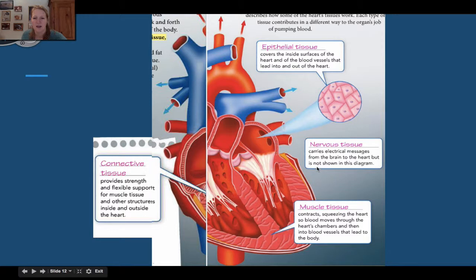And then the nervous tissue is not shown in the diagram, but it's bringing messages from the brain to speed up, if you will, or to slow down, depending on the circumstances. If you need more oxygen being carried to your muscles and all of those things.